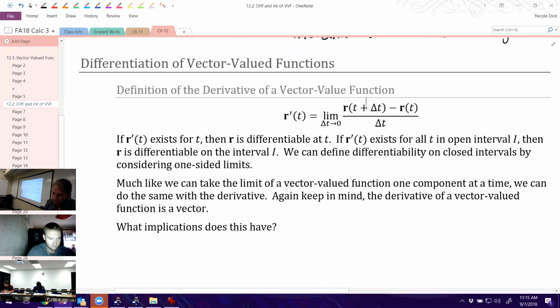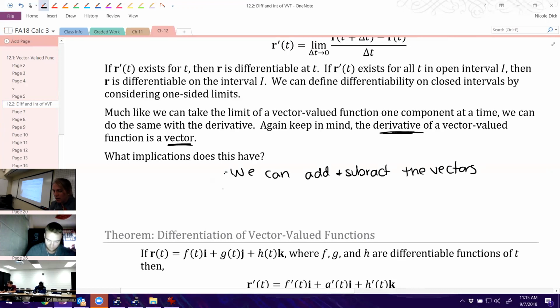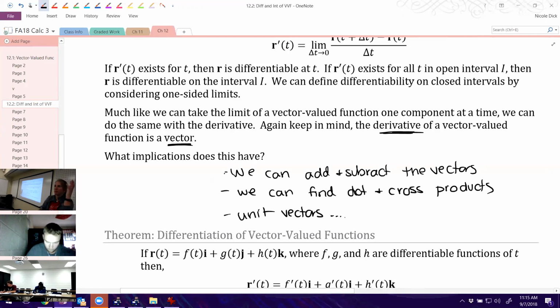Okay? I go through and talk a little bit about closed intervals, one-sided limits, and all that good stuff there. But keep in mind, we are working with a vector valued function. So if we take the derivative of a vector valued function, we still get a vector. So adding vectors, subtracting vectors, multiplying vectors, all that stuff still applies. So we can add and subtract vectors, just like we did in the last chapter. We can find dot products or cross products, just like we did in the last chapter. We'll also talk about working with unit vectors. Basically everything we talked about in the last chapter of vectors applies because they're still just vectors. They have different application because they're trying to follow this path through space, but it is still a vector and we can still do all the good old-fashioned stuff to it.